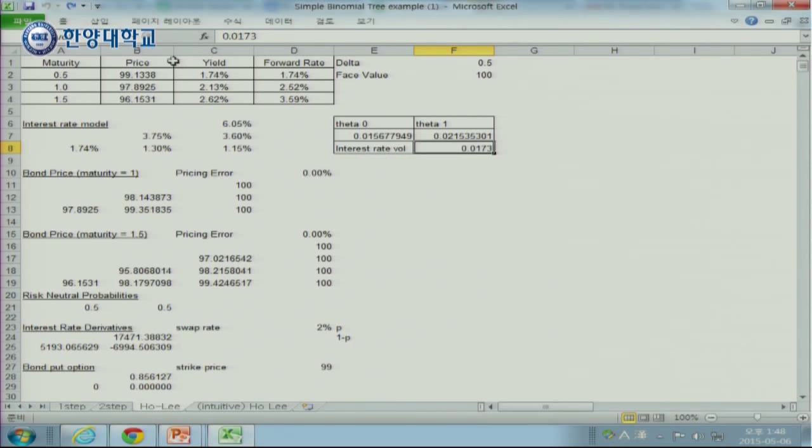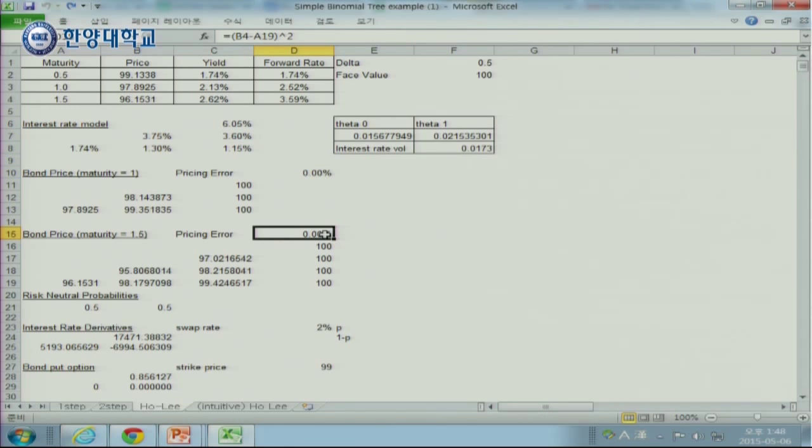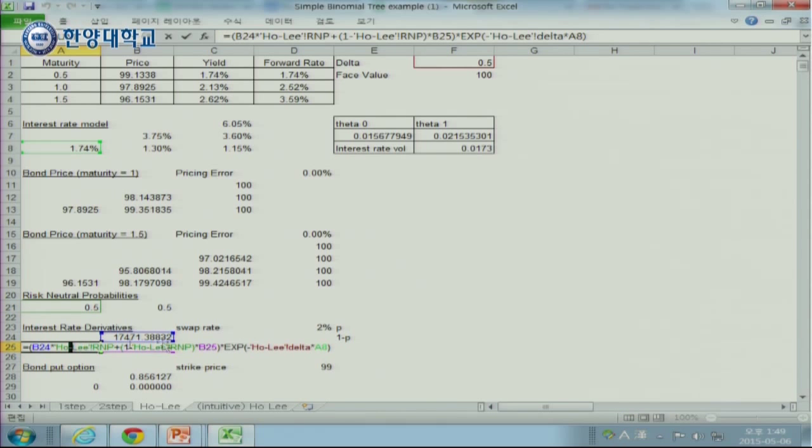So we have implied risk rate tree, the Ho-Lee model implied interest rate process that exactly fits. Exactly fitting means that there is no error. Okay, no error. Pricing error is 0. That exactly matches the bond price, so it exactly fits the data. Now, since we have interest rate model and risk neutral probability, we can calculate interest rate dynamics and interest rate derivatives.